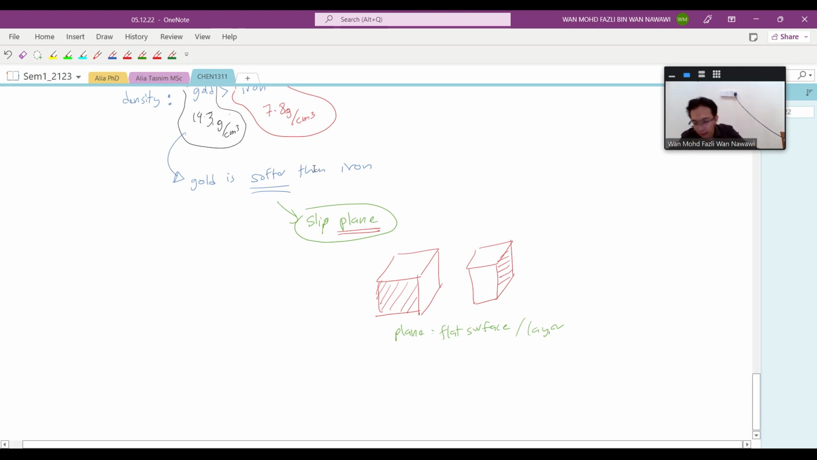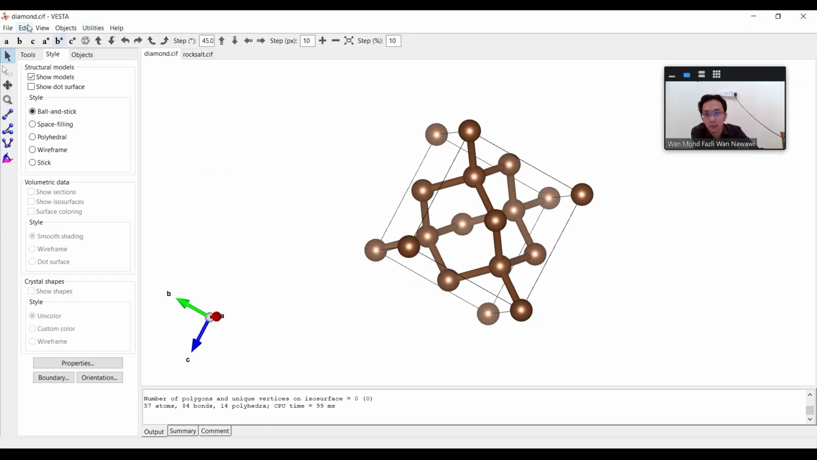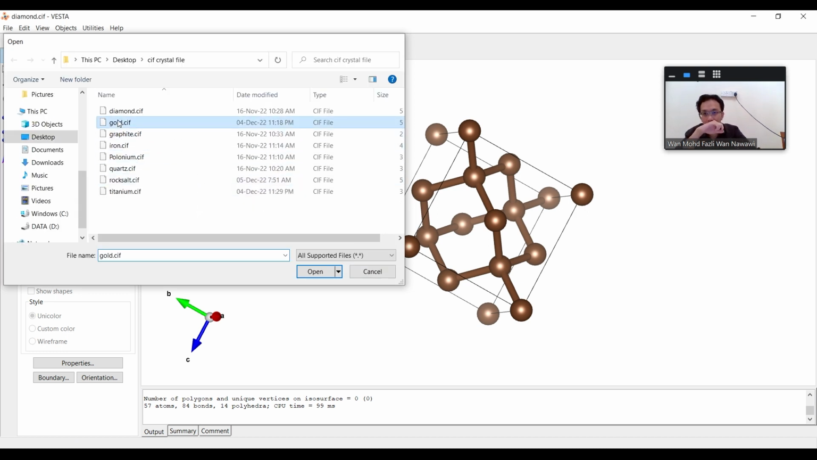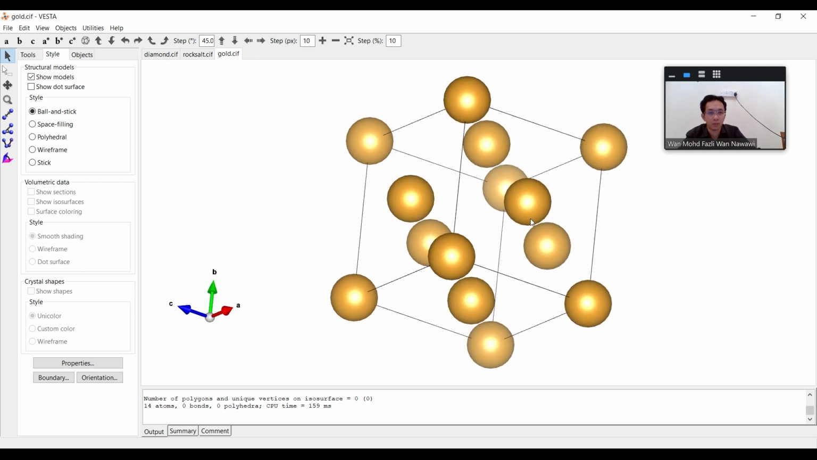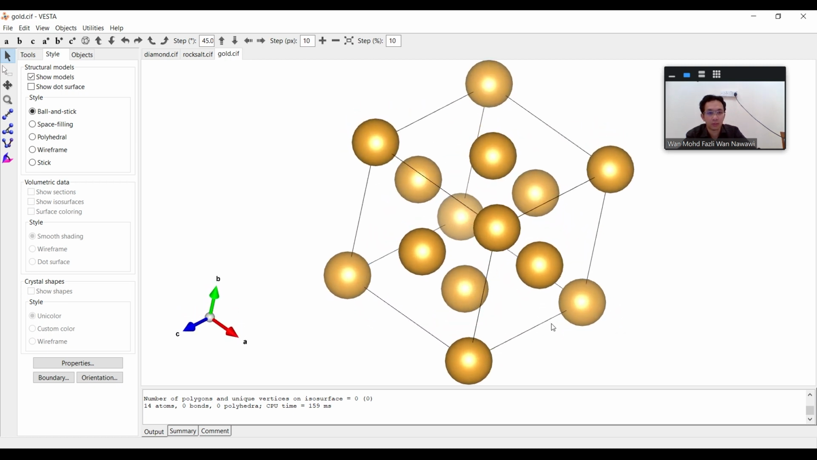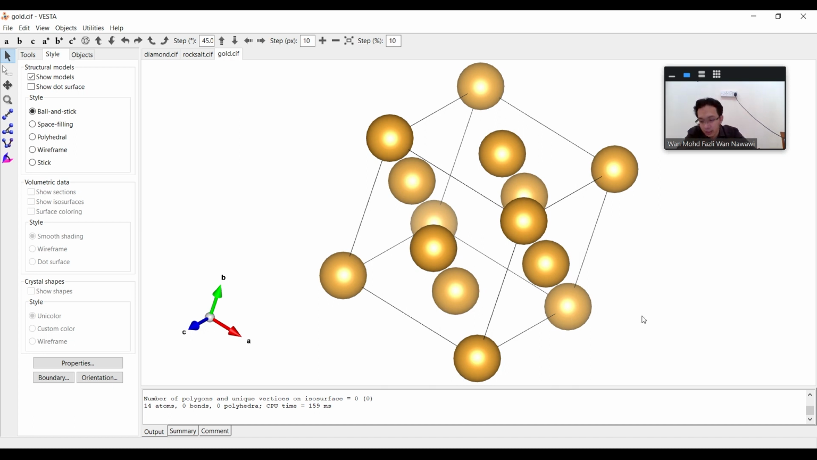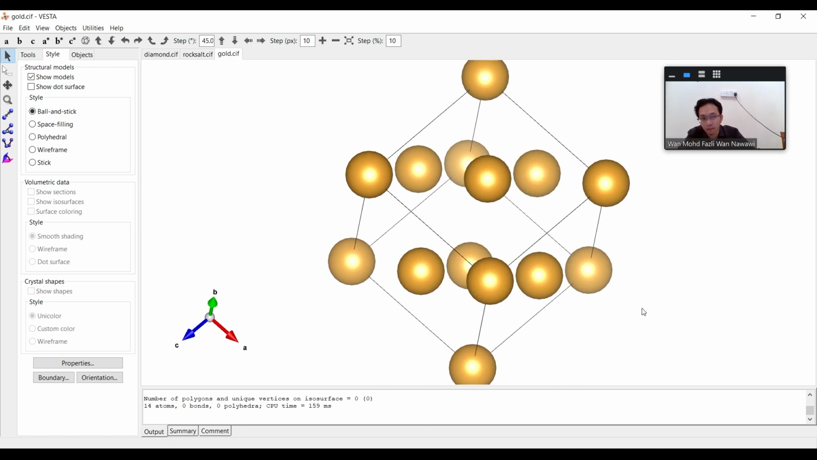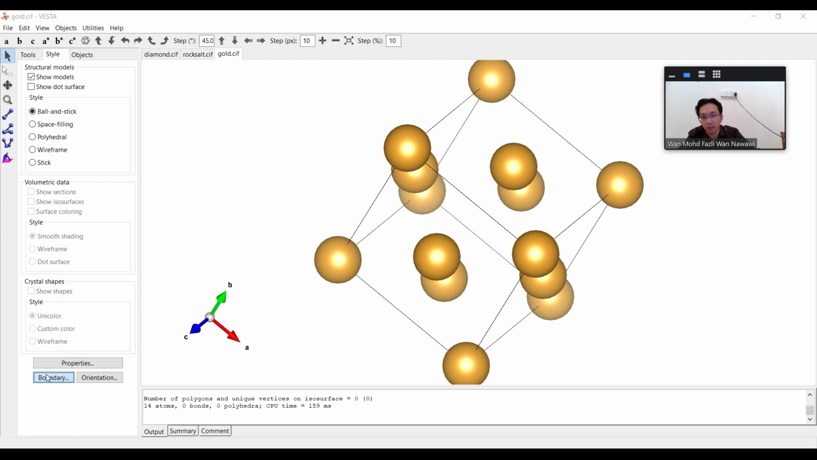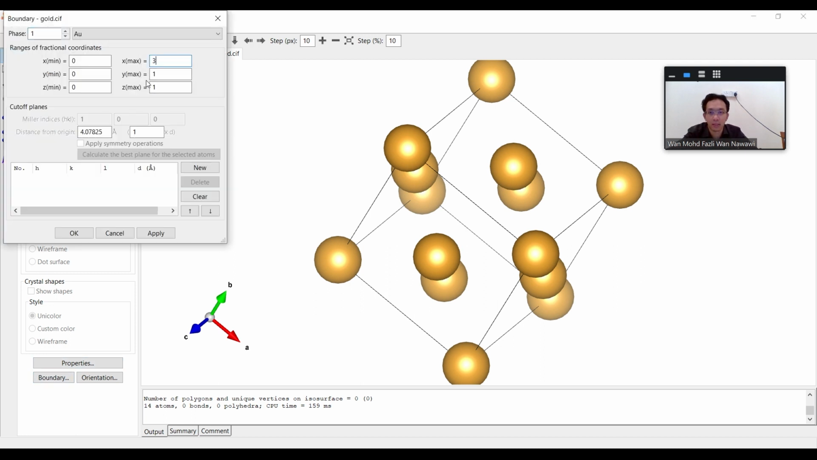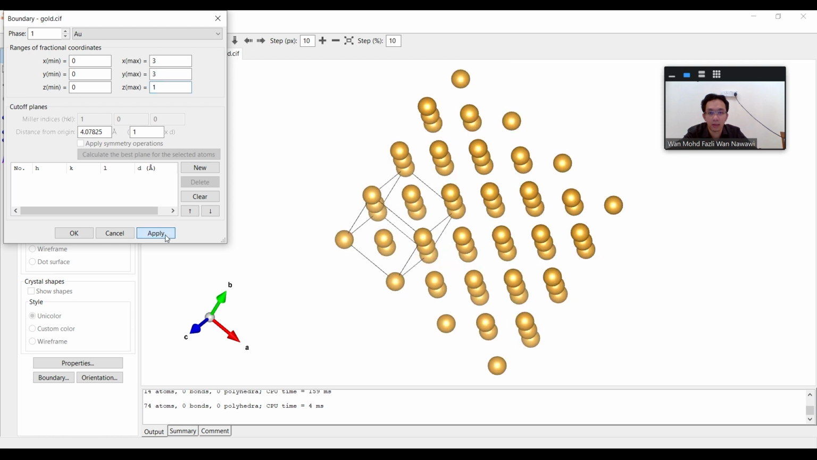Let's say I go for the gold. File, open, and then find gold. Where is gold? Okay, there is gold. So this is gold. Now the plane is basically the boundary. Let me make it bigger, 3, 3, 3. You make it bigger like this.